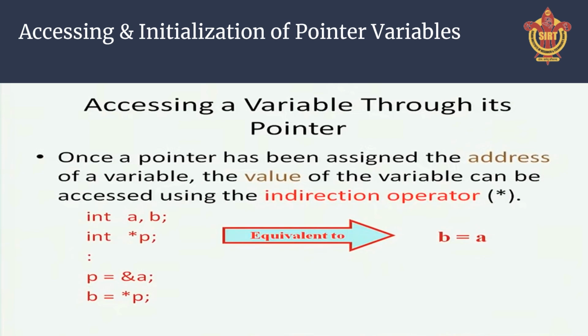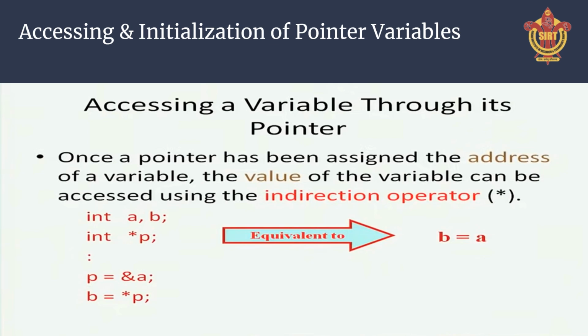Once the pointer has been assigned the address of a variable, the value of the variable can be accessed using the indirection operator, the asterisk. After the declaration of the pointer variable, when in an assignment statement we use the asterisk, that operator is called indirection. In the variable declaration block, if we use the asterisk, then it is the pointer variable's notation. But if further in the program, in some assignment statement, we use the asterisk sign, then it is called the indirection operator.